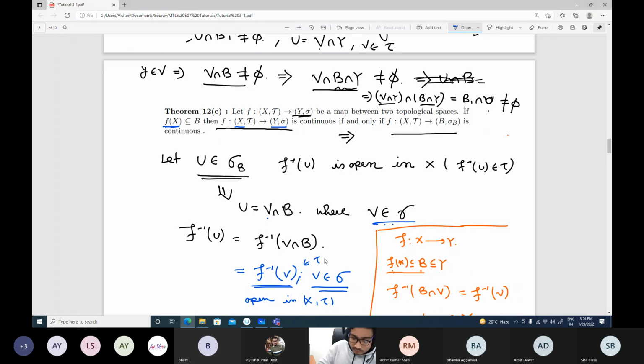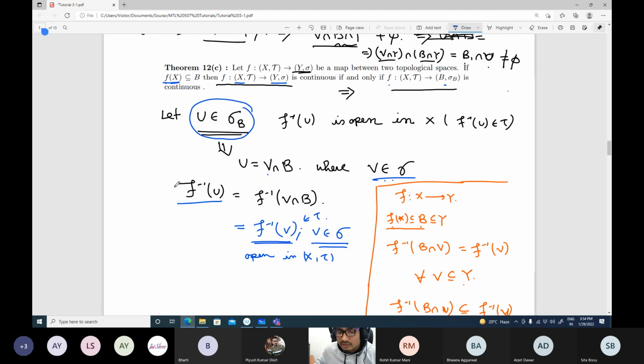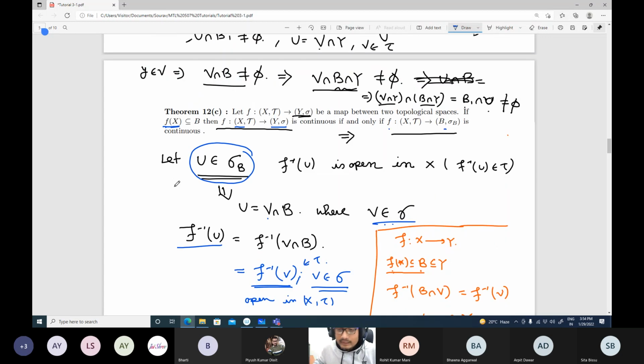And therefore F inverse U is in tau. So we have proved that whenever U is an open set here, F inverse U is open in here. Therefore, F from here to here is continuous, right? This is not a restriction. We have taken a subset of the image set, or a subset of the codomain.